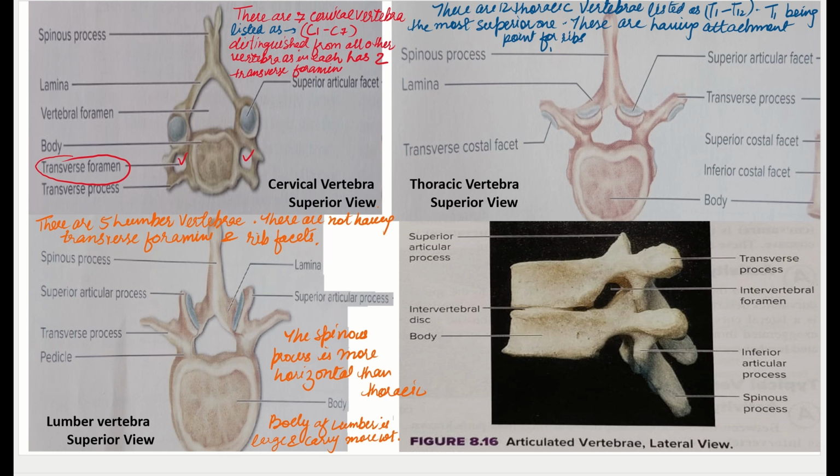Next is the lumbar vertebrae. There are 5 lumbar vertebrae, and they do not have the transverse foramen and the rib facets. So in that respect, the lumbar vertebrae are different from the thoracic or the cervical vertebrae. The spinous process is more horizontal than in the thoracic vertebrae. The body of the lumbar vertebra is large and carries more weight in comparison to the thoracic vertebrae. Figure 8.16 represents the articulated vertebrae in a lateral view.